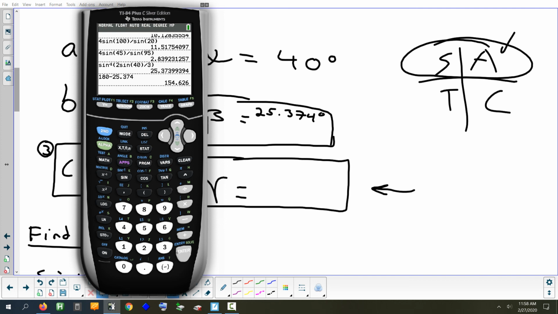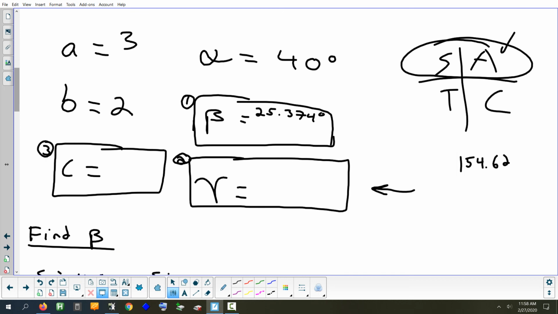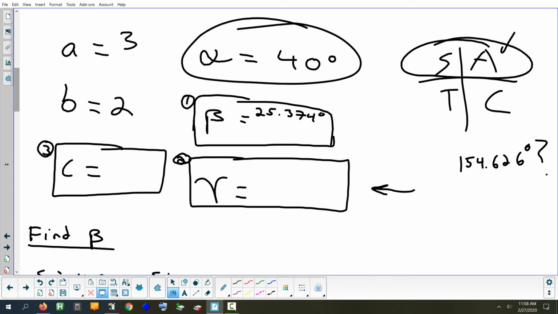So 154.626. Don't put it in the box yet. So that is the second answer, if it works. And the reason I say if it works is because in a triangle, there's a certain rule about the angles. What's the rule about all the angles in a triangle? They have to add up to 180. You were given this one. There's no question about that. Could you fit the angle they gave you with what you think the second answer is? No. In this time, the second answer is too big. That would add up to 194.